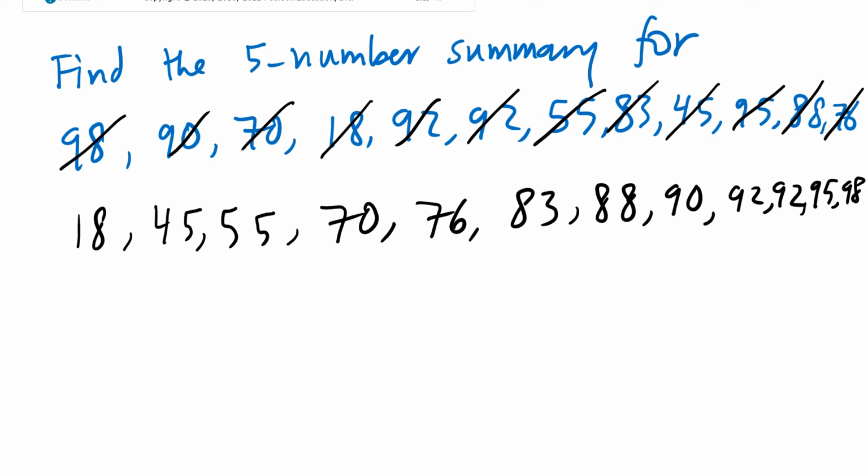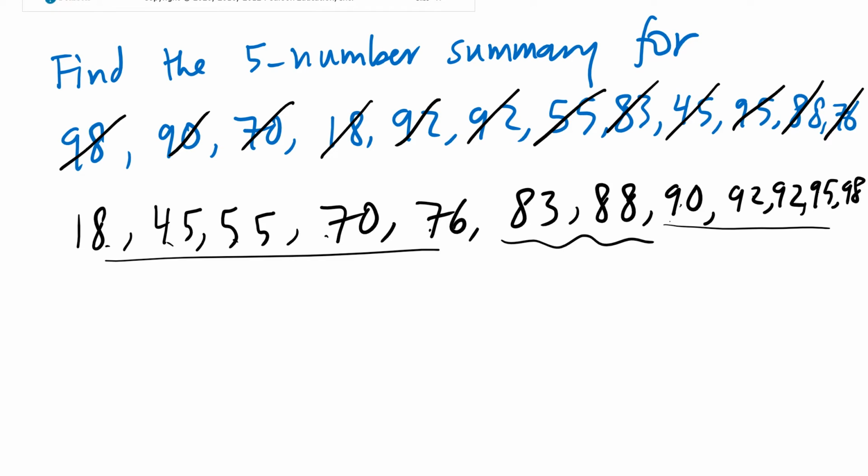Now, how many data values are there? We count them: 1, 2, 3, 4, 5, 6, 7, 8, 9, 10, 11, 12. There's an even number of them. So to find Q2, the middle one, we have to average the middle ones. We have 12 values. We go 1, 2, 3, 4, 5. That's 5 here, and another 5 on the other side. So these are the middle ones.